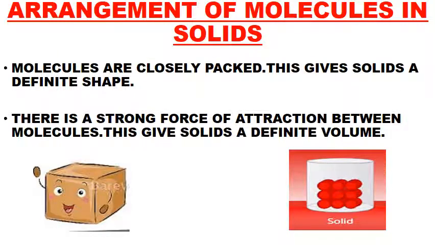Now first we will study the arrangement of molecules in solids. Objects which are hard or firm and have a clear shape are called solids. In solids, the molecules are closely packed. There are no spaces between particles to move around. So they cannot move away from one another. This means solids cannot flow. This gives solids a definite shape.